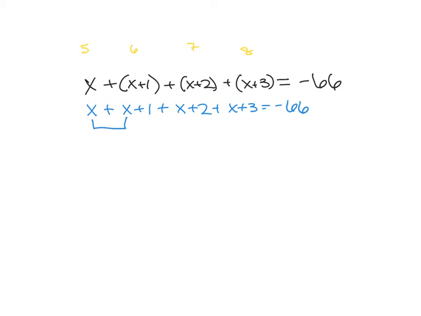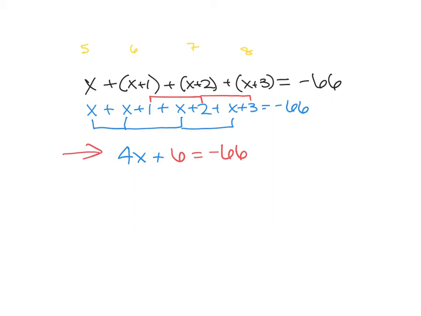And then I'm going to collect all my like terms. So my like terms are all these x's. So I have 1, 2, 3, I have 4 x's, plus, then I'm going to collect my constants. So I have 1 plus 2, which is 3, plus another 3, which is 6, and then this is going to equal negative 66. Now I have an algebraic equation, and I can go ahead and solve for x.